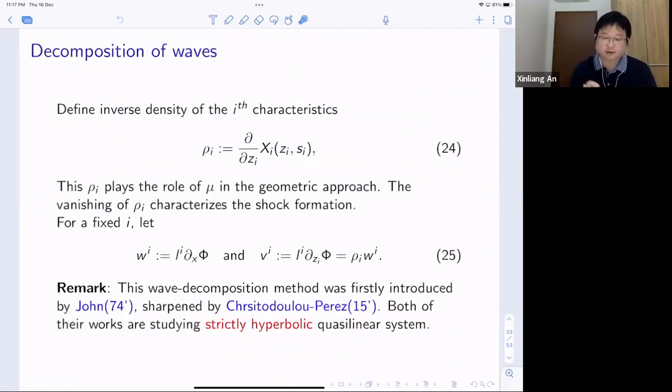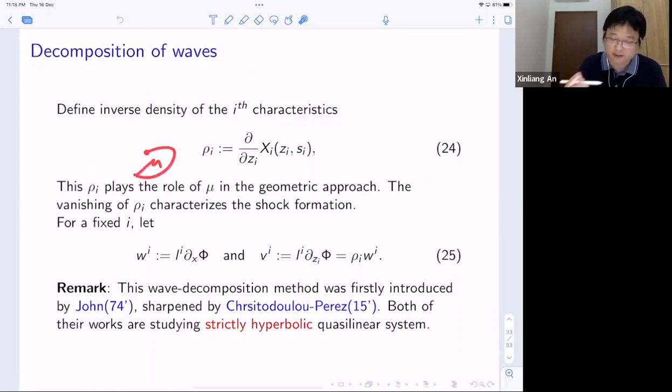Now we define the physical quantities we want to study. We write everything into a different system. The first one is something a little bit familiar to us, which is the inverse density of the I-th characteristic. This is like the mu we just saw in Christodoulou and others' work. But because we have quite a few different waves, for each of them we need to define a mu I, which we call rho I. So rho I plays the role of the mu in the geometric approach. The vanishing of rho I means that within the CI family, there is a shock formation. Besides rho I, we also need to define another two families of unknowns, WI and VI, defined here.